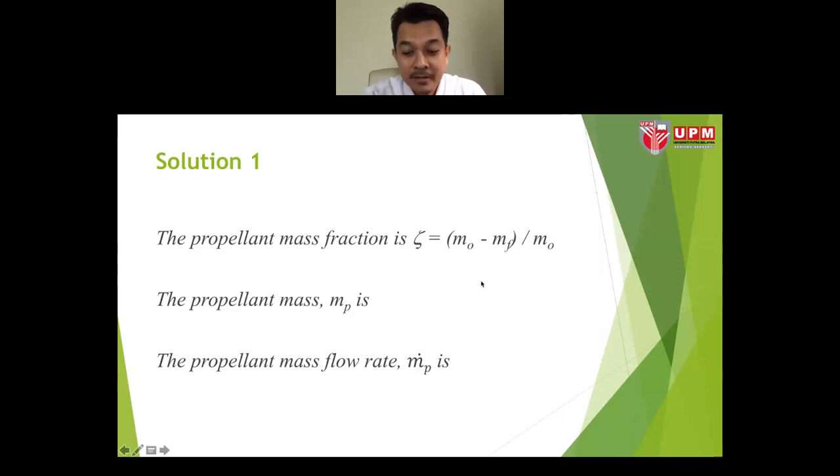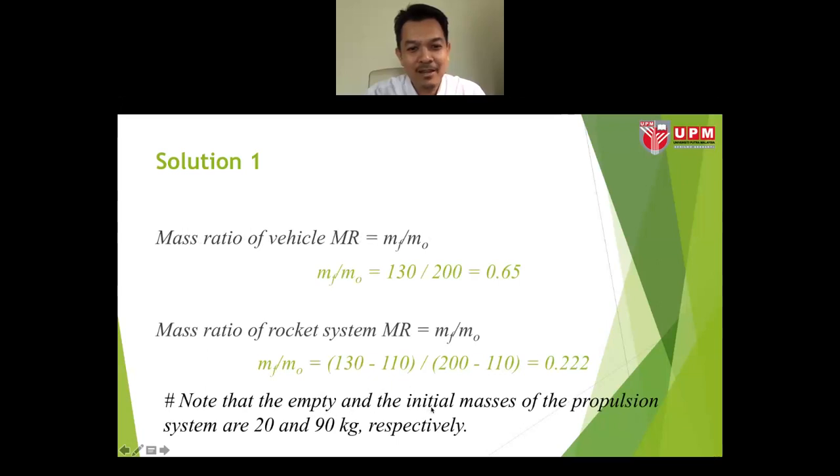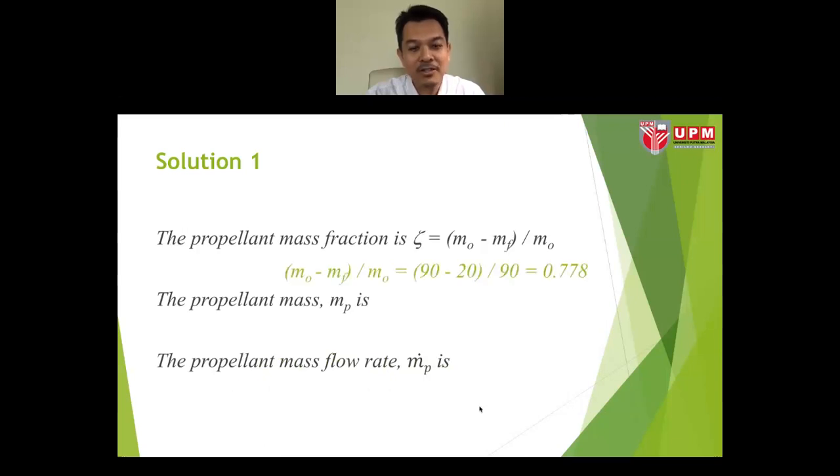35? Okay, so M naught is 90. Just now, if we still remember, the empty and the initial masses of the propulsion system are 20 kilogram and 90 kilogram. So the propellant mass fraction is 90 minus 20 divided by 90. So zeta is 0.778.